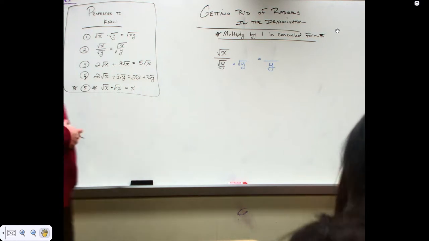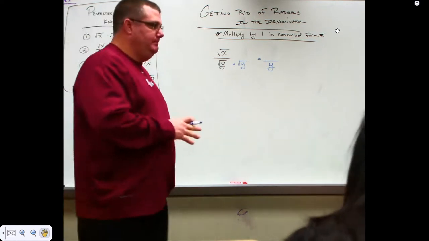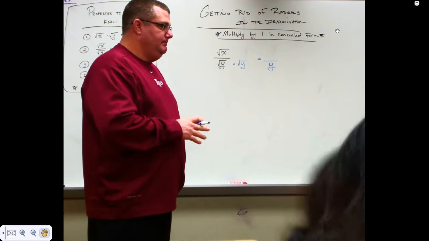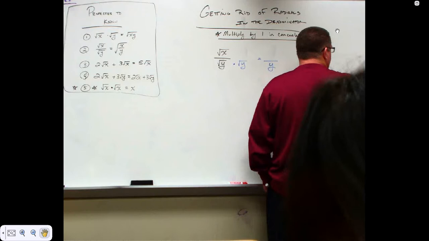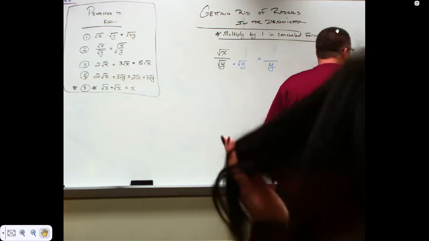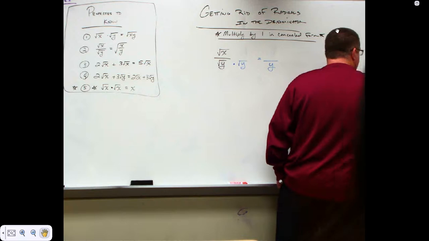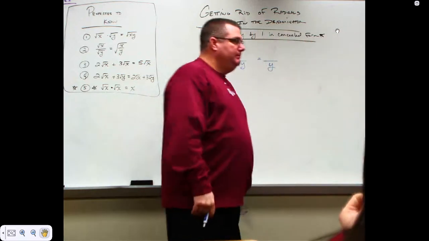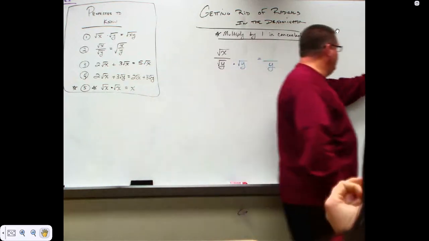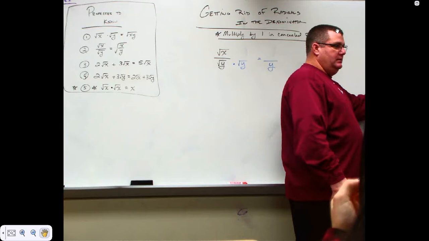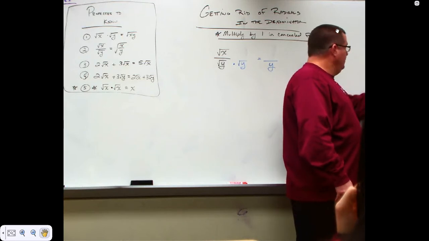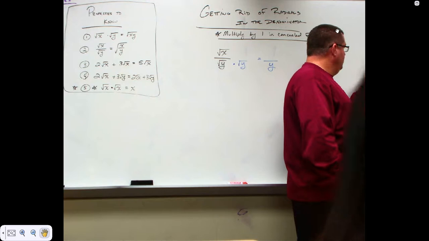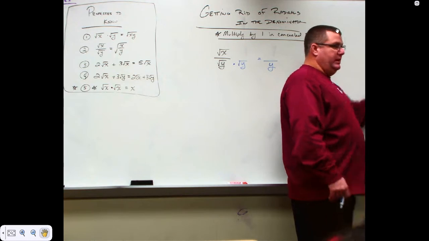But, have I changed the number? I mean, think about it. If you have 2 over 4, and I multiply the bottom by 4 only, has it become a smaller number? Is 2 over 4 the same thing as 2 over 16? It's not, is it? It's a much smaller number. Okay? So we've changed what it is.